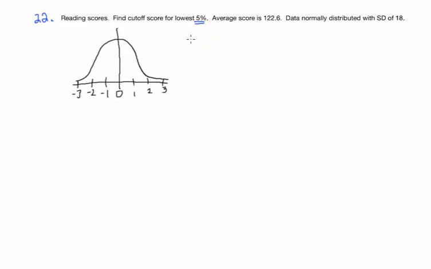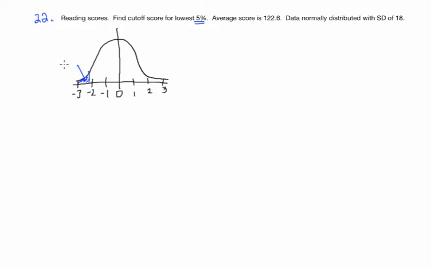So this is reading scores that they gave a test, the whole school district, and they want to know what score is the lowest 5% of the kids. So they want that lowest 5%. I don't know exactly where that is. I'll draw it in about here. But I want to know, where is this going to be 5%?